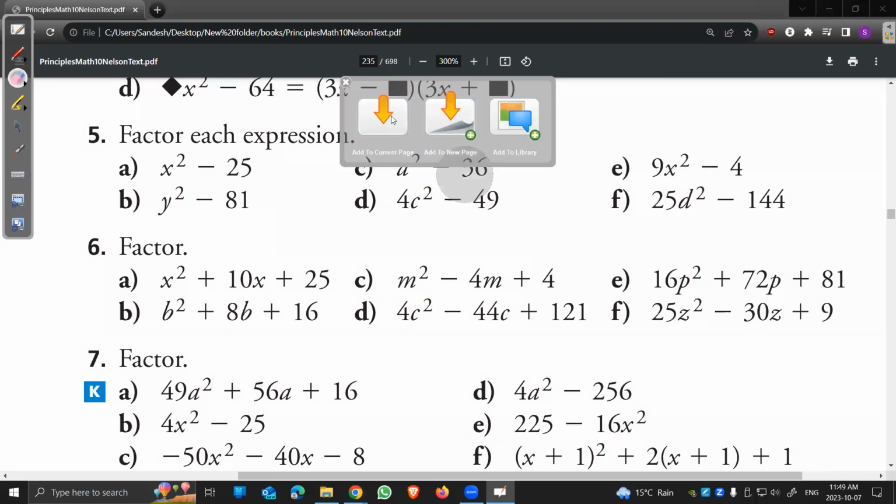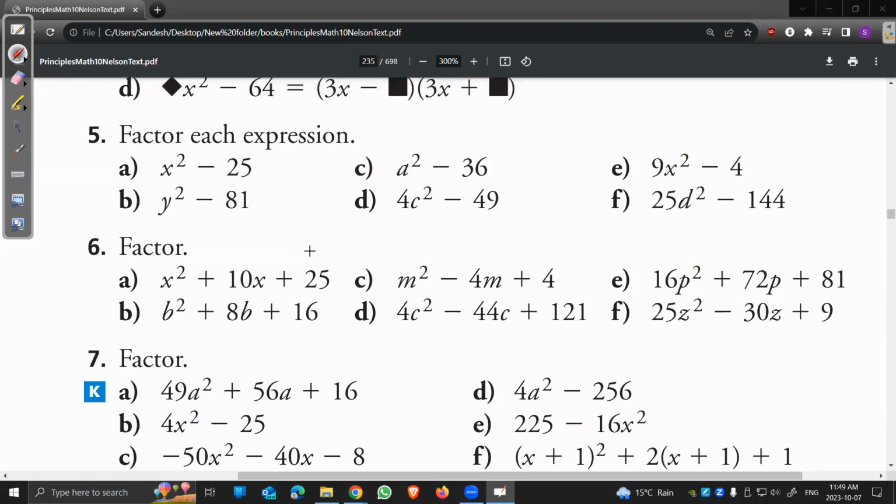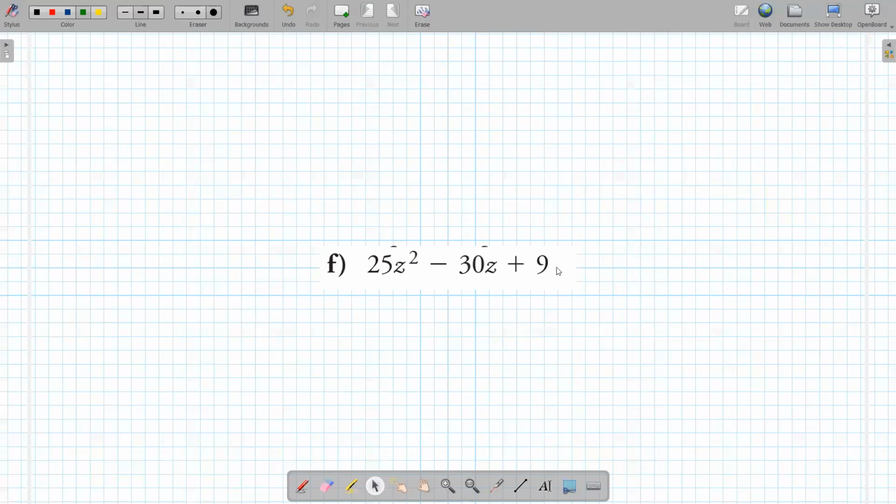Notice a trend here. Actually, look at question 6. What do you notice about all these numbers? They're perfect squares, right? So that means if you just do one of these, the pattern should be pretty obvious.